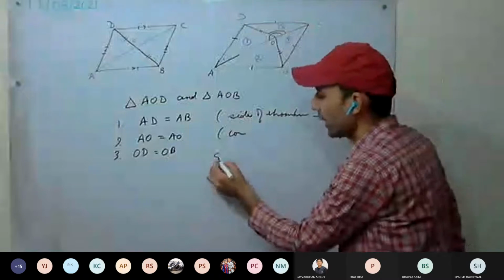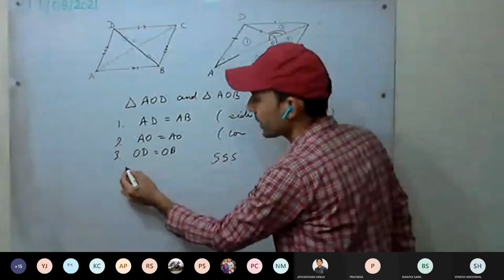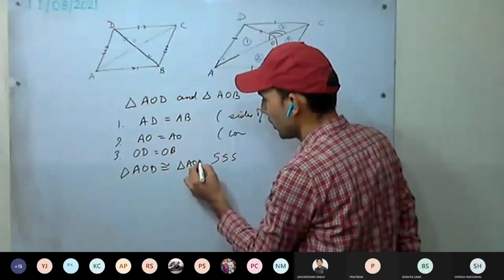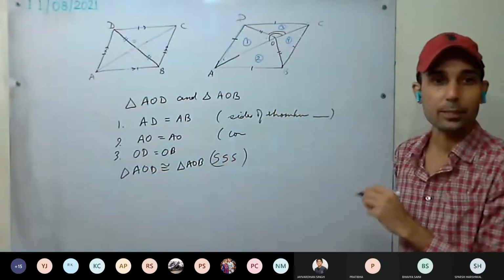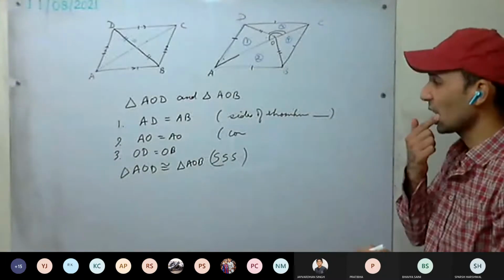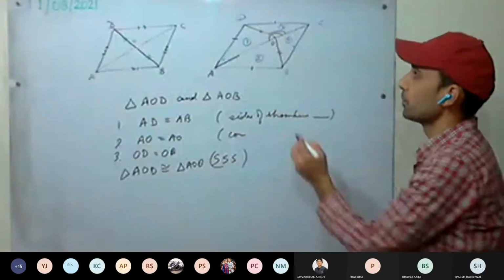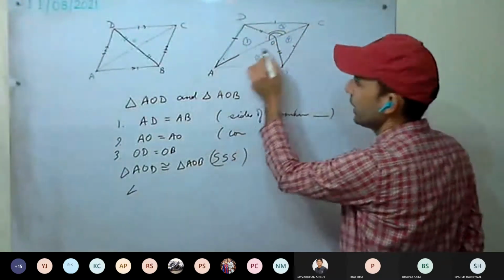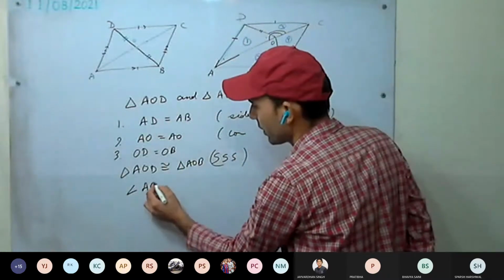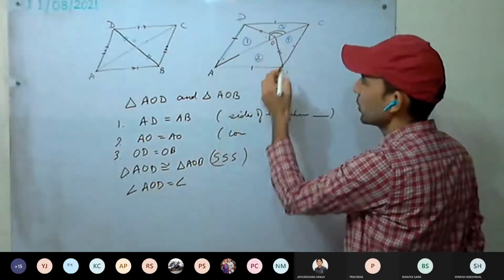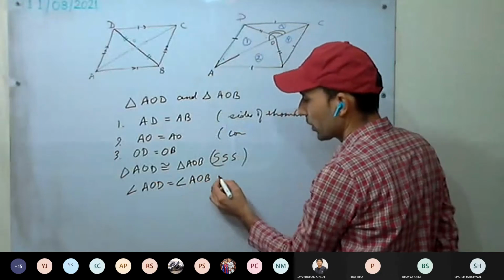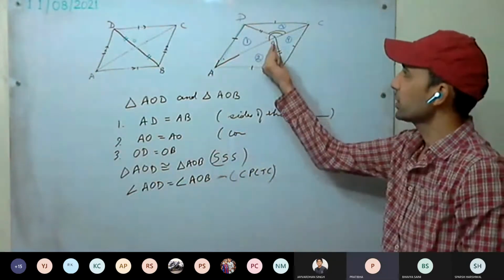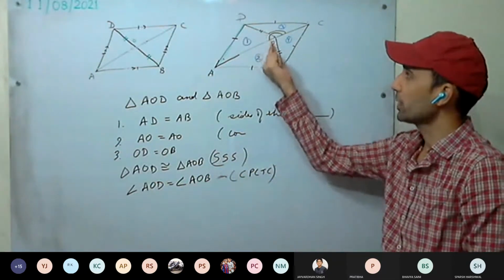SSS. So, by SSS theorem, triangle AOD is congruent to triangle AOB. We have proved them to be congruent. And what we needed to prove? That this angle equals this angle. So, angle AOD equals angle AOB, both equal by CPCTC. So we have proved these two angles are equal.